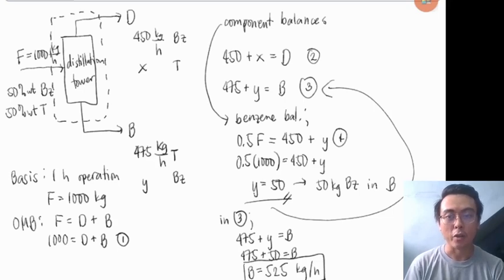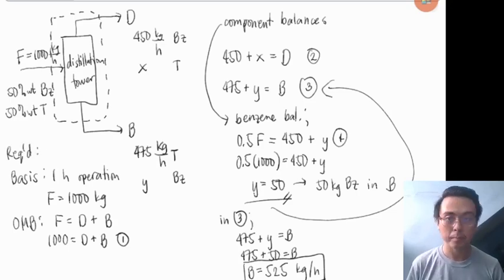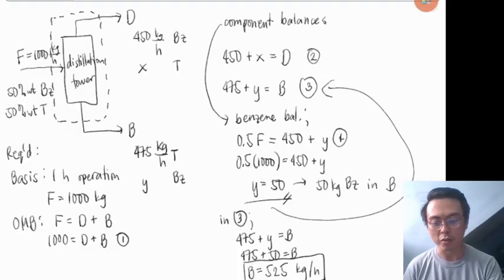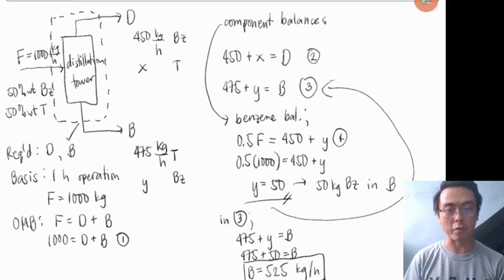We now have the value of B because that is one of, sorry, I forgot to write the required. We are required to find out the values of D and B. So we have already found out the value of B, and that is 525 kilograms per hour.